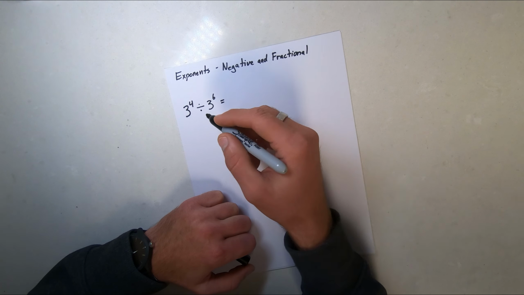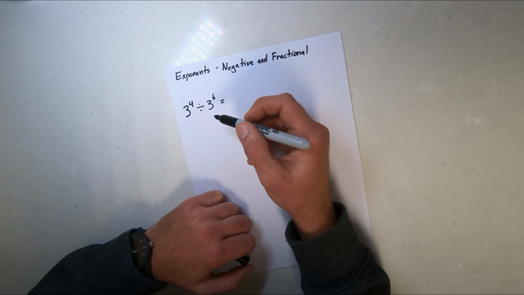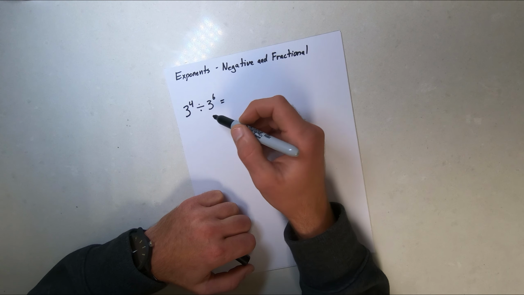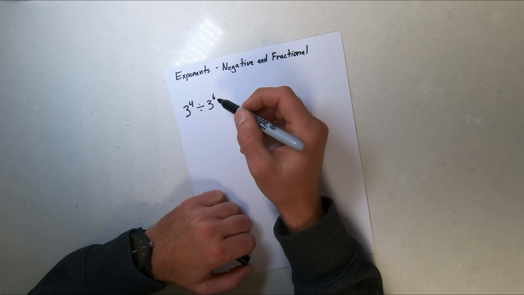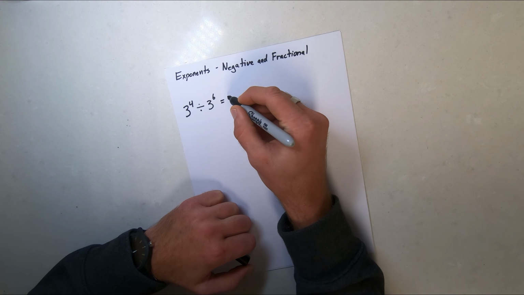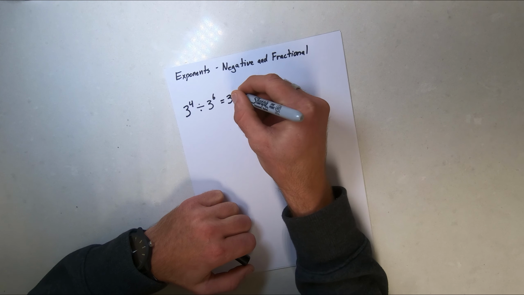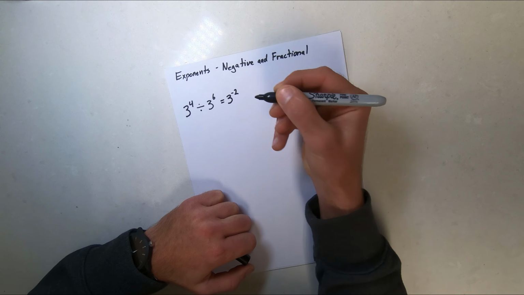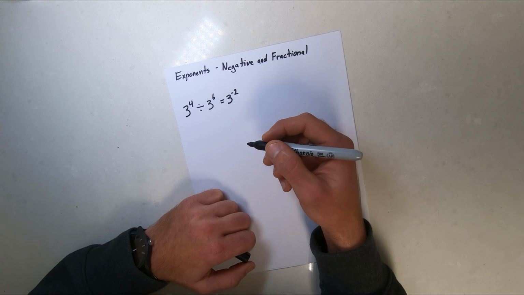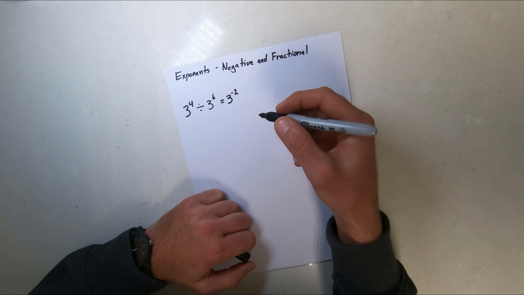Given what we know about dividing numbers with exponents that have the same base, we can just subtract the exponents from each other. So we leave the 3 and we subtract 6 from 4, giving us -2. So what does this -2 mean?